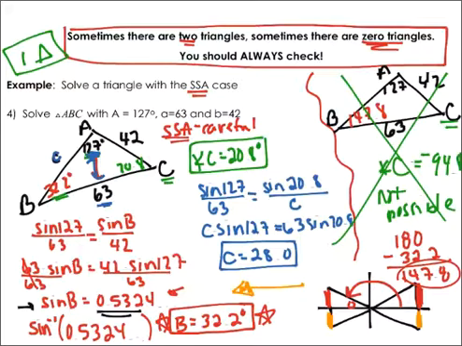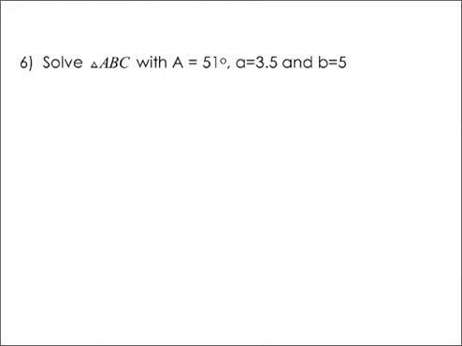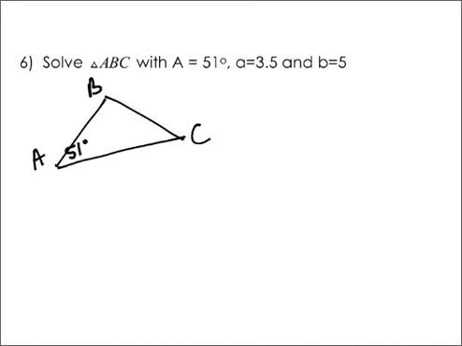All right, let's look at another one. I'm always going to start by drawing my triangle and labeling what's given. It really doesn't matter where you put these. Put angle A, B, C. We'll just go like that. So angle A is 51 degrees. Side A is 3.5. Side B is 5.